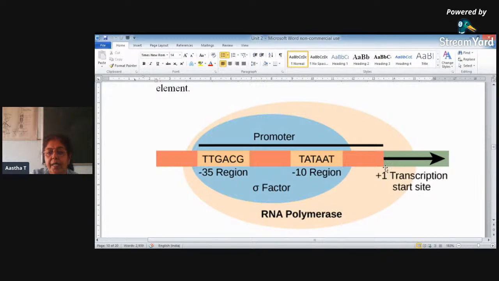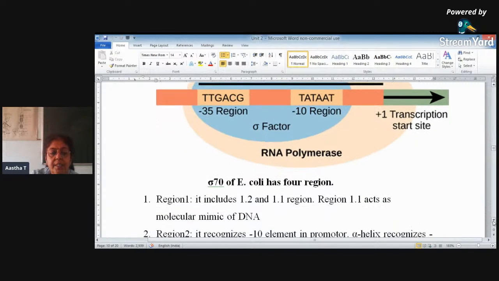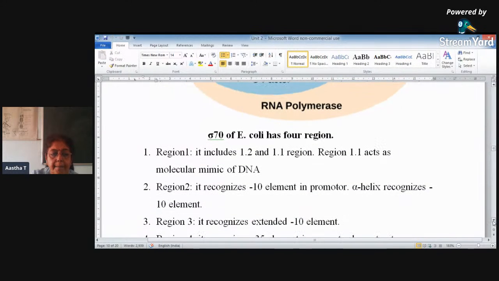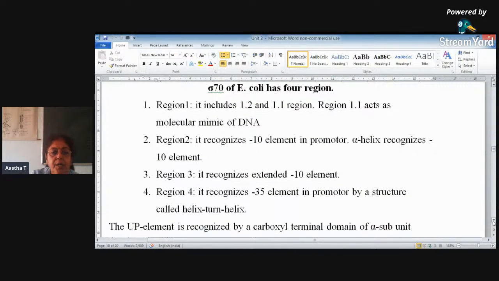So this is the starting position of the transcription. This is the blue colored sigma factor, pink colored is RNA polymerase. This is the -10 conserved sequence or consensus sequence. This is the -35 conserved sequence. This is nothing but the sigma 70 of E. coli. It consists of four regions, 1.1, 1.2, 2, 3 and 4.